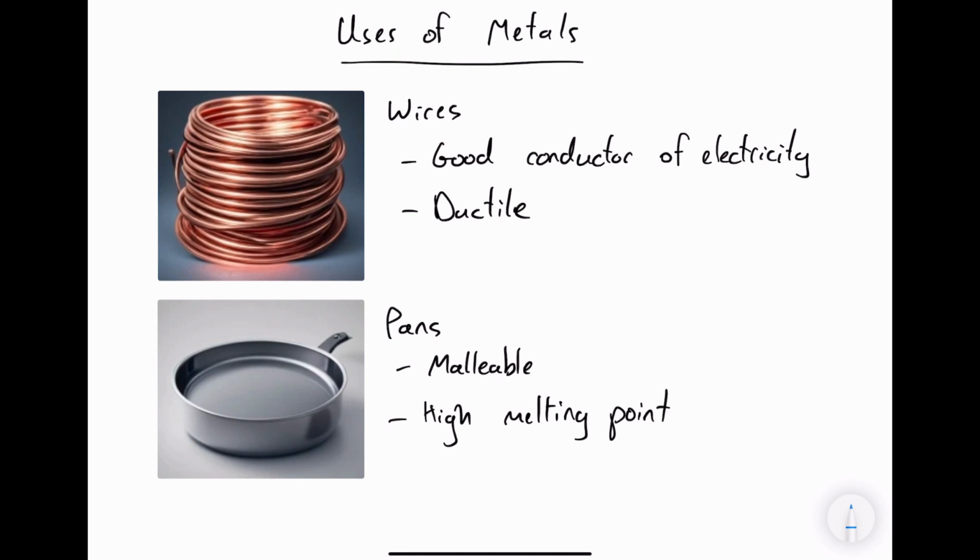Because it's a good conductor of electricity and ductile, we use copper to make wires. Because it is malleable and has a high melting point, we use aluminium to make pans. These are some examples of the uses of metals.